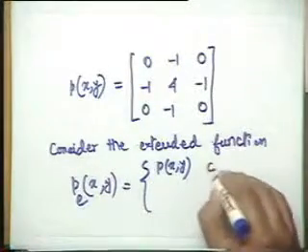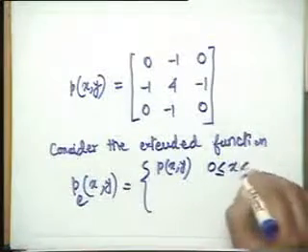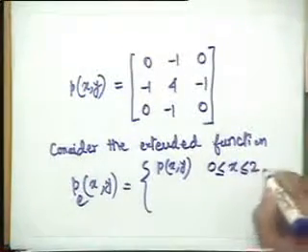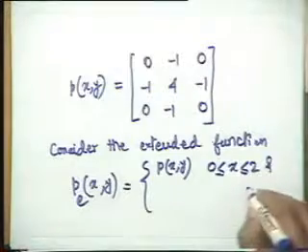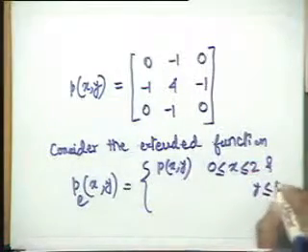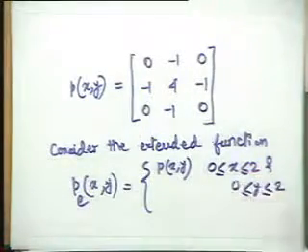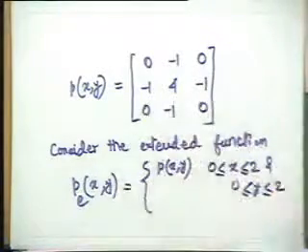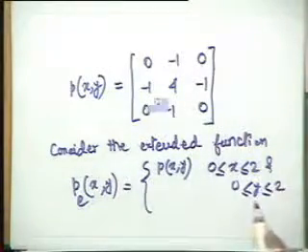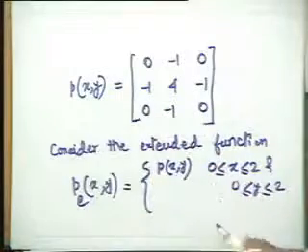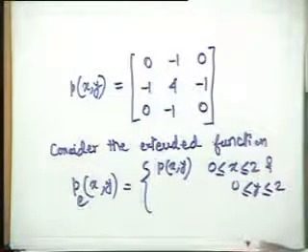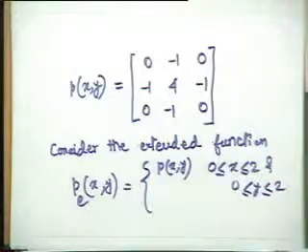For what limits? When 0 is less than or equal to x is less than or equal to 2, and when we have y also lying between 0 and 2. All right. So this is what we are getting, and in all other places, what are we going to have?